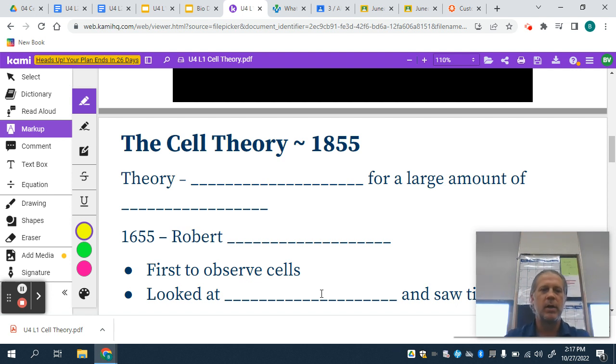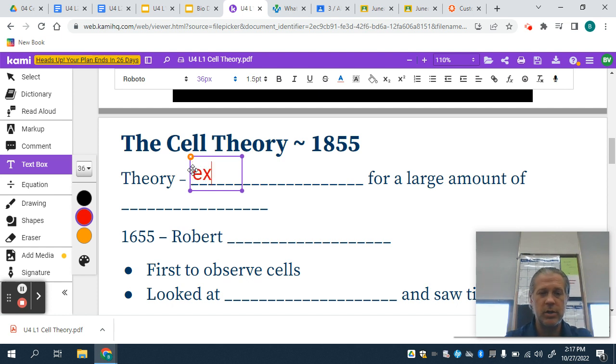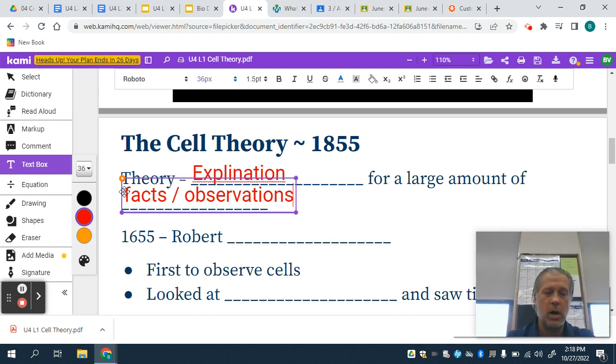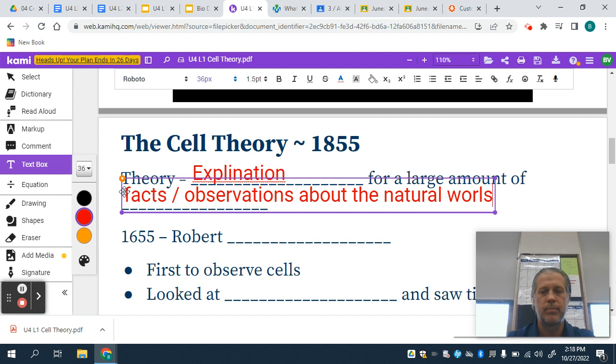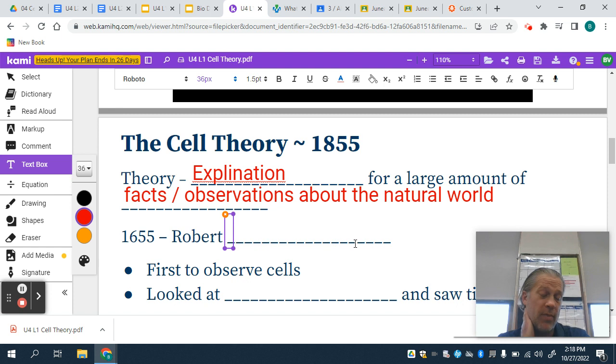In this particular lesson, we are going to talk briefly about the things that make up a theory and then what cell theory actually is. So, in our case, a theory is an explanation for large amounts of facts, observations, about the natural world. And that's what a theory essentially is. And then for the purposes of this particular lesson, we're going to talk about how we got there.